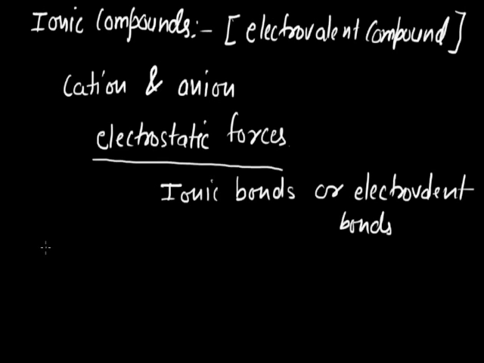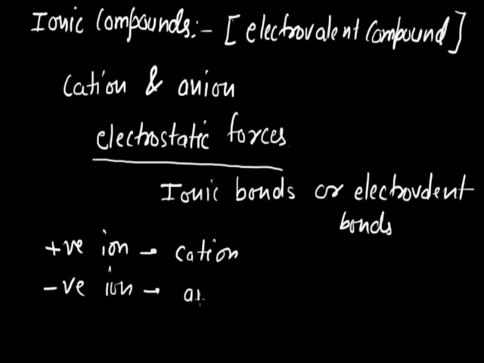Positive ions are known as cation and negative ions are known as anion, and the compound which is made up of cation and anion is known as ionic compound.